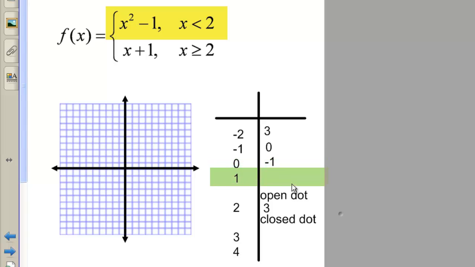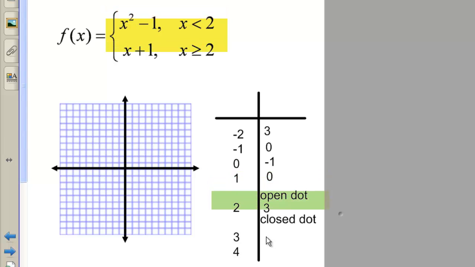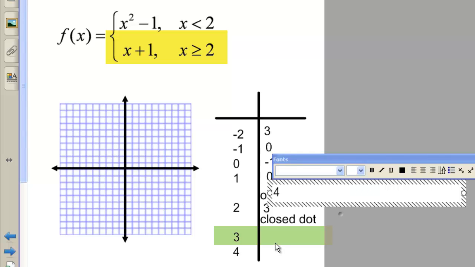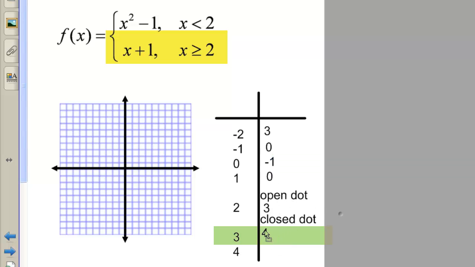When I input 1, still a value less than 2. Therefore, I use the top piece. 1 squared minus 1 is 0. Let's go to the other side of 2. Let's input 3. 3 now is an input value that is greater than or equal to 2. So I use the bottom piece, and 3 plus 1 is 4.